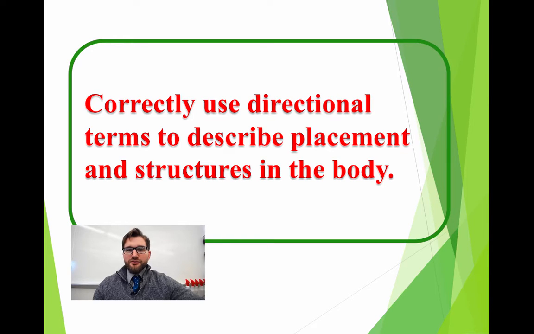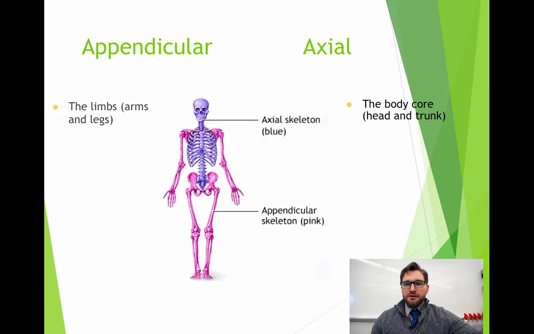We need to look at directional terms. The reason we look at directional terms is to describe placement and structures in the body. First, looking at the skeleton, the axial skeleton is the head and the trunk of the body. The appendicular skeleton are the appendages, the arms and the legs. Also, it's important to note that this includes the hip girdle.